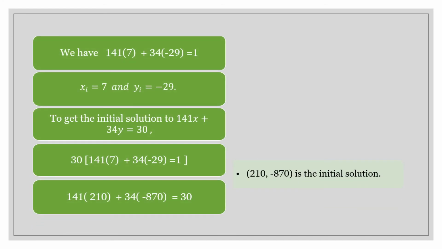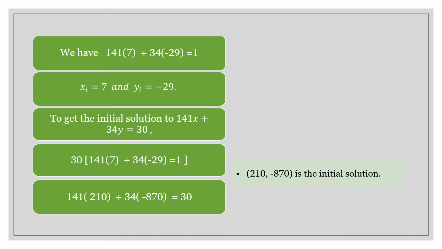Now, in order to get the initial solution, let us take that linear combination. 141 times 7 plus 34 times negative 29 is 1. In this case, my x1 is 7 and y1 is negative 29.